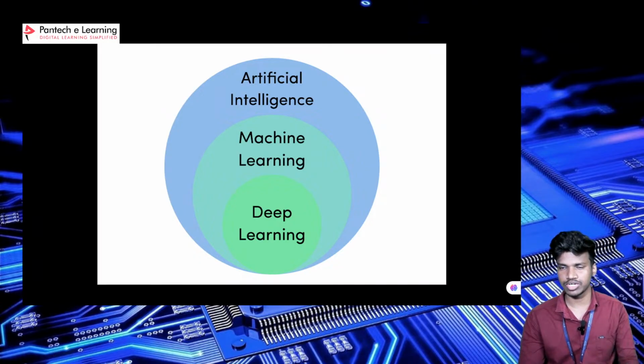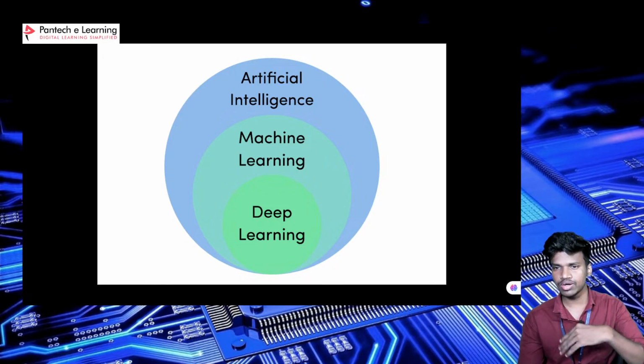So this is the understanding process of artificial intelligence and machine learning. Machine learning is a subset of artificial intelligence. Deep learning is a subset of machine learning. So both help to create the artificial intelligence concept.